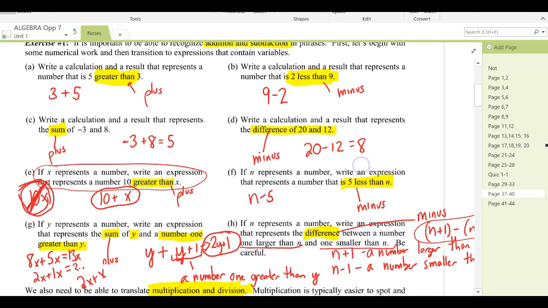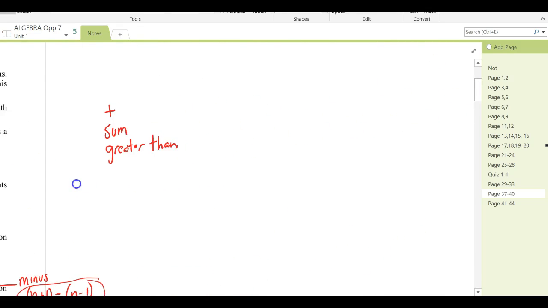Yeah. Great. We've got greater than, we've got some. Those mean plus. Okay? What words mean minus? Less. Minus. Less than. Difference. Less difference. Smaller than. Right or no?